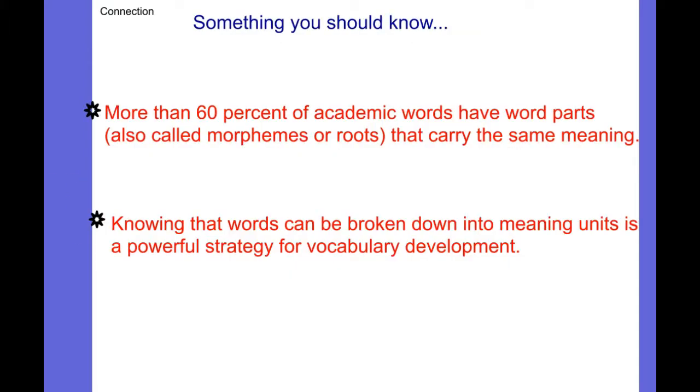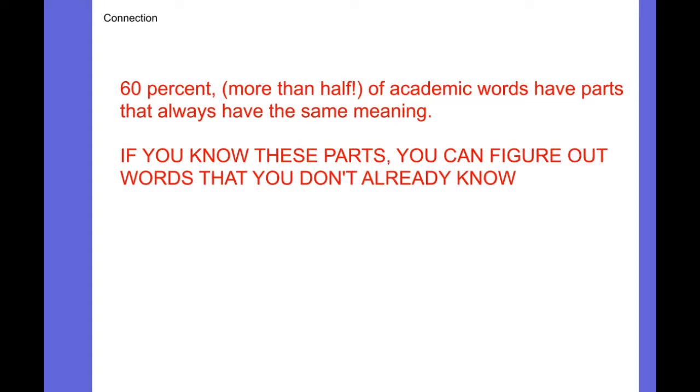So something we need to know is that more than 60% of academic words have word parts called morphemes or roots that carry the same meaning. Knowing that words can be broken down into meaning units is a powerful strategy for vocabulary development. 60%, that's more than half the words. If you can learn word parts, if you can learn to pick apart a word, you are going to be an unstoppable reader because you're going to start picking apart that tricky vocabulary that's going to unlock the stuff you're reading.